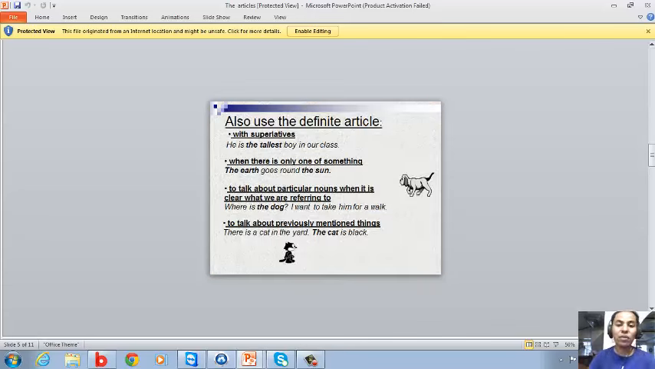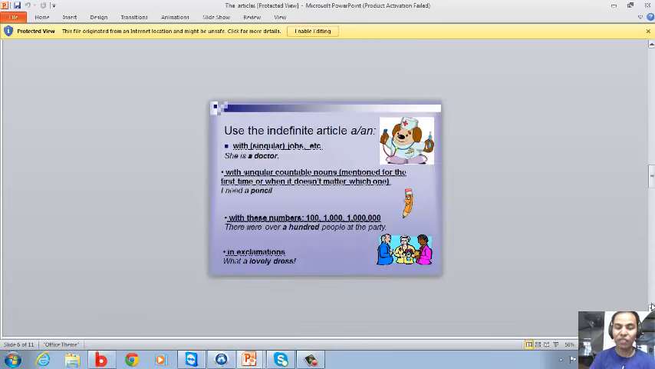Another one. Also use the definite article with superlatives. He is the tallest boy in our class. We can use the definite article when there is only one of something, just like the earth goes around the sun. To talk about particular nouns when it is clear what we are referring to. Where is the dog? I want to take him for a walk. To talk about previously mentioned things. There is a cat in the yard. The cat is black. He looks like Phoenix the cat.